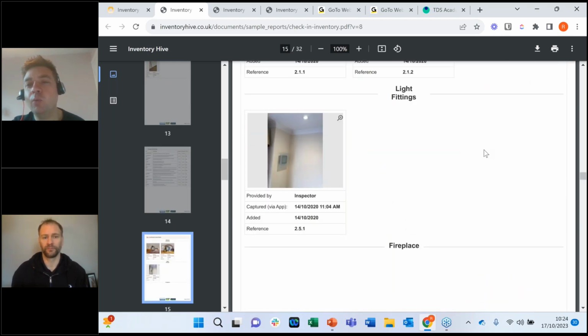Someone's asked, would it be good to get some basic templates for free? With Inventory Hive, we provide you with some free templates that you can use off the shelf in your reports. I think Martin said earlier that there is some guidance on the TDS website as well about what to put in your inspection reports. But I'll come on to it later on. Inventory Hive and TDS do some TDS Academy training courses. We'll come on to them in more detail, but basically they help bring you up to scratch on what to include in your reports.